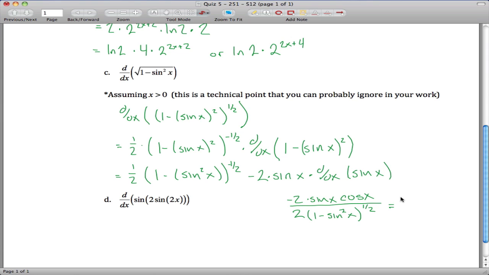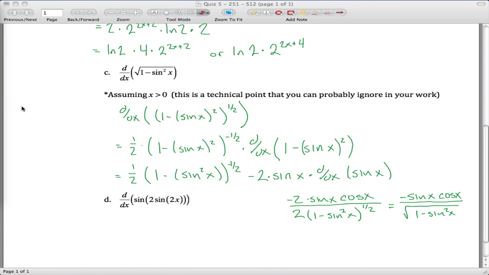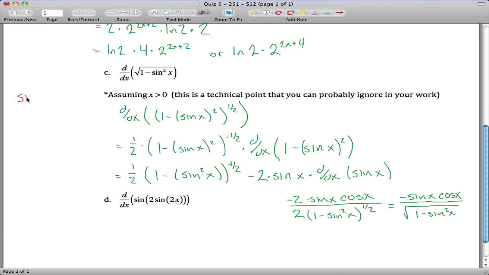How should I leave this? Alright, we'll leave it as negative sine of x cosine of x divided by the square root of 1 minus sine squared of x. And you can go further than this. You can use some tricks. You can rationalize the denominator. But I'm going to leave this here because I'll show you where this goes using some tricks that we could have used in the first place to kind of shortcut this problem.